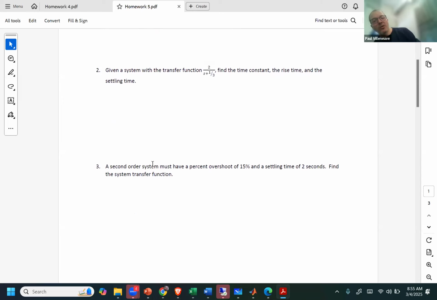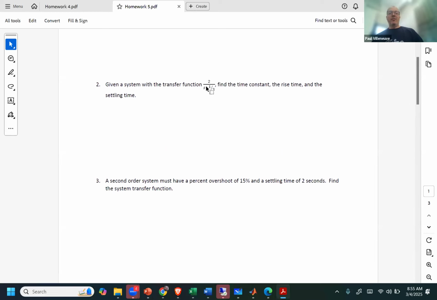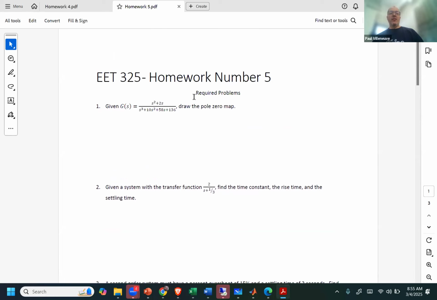So you have a first order system. Then you have a second order system because I want a percent overshoot of 15% and a settling time of 2 seconds. I'm giving you 2 design parameters. You have to go ahead and give me the system transfer function. So these 2 are new. This one's pretty simple. Hopefully you see it's pretty simple.